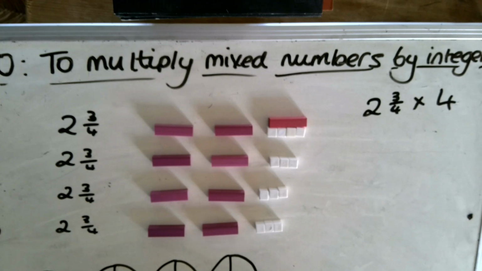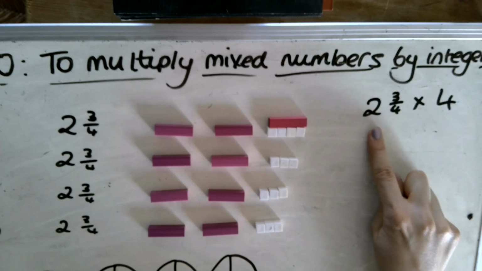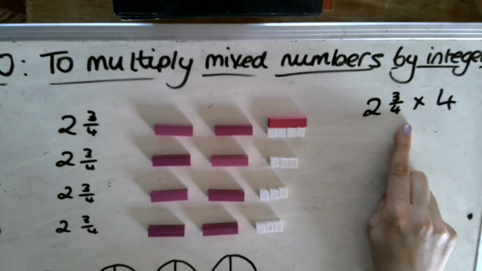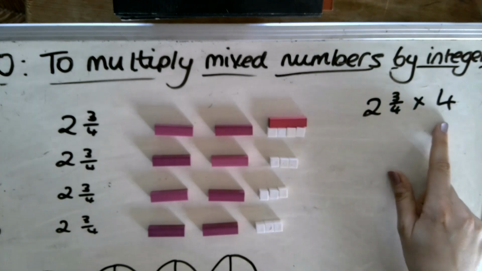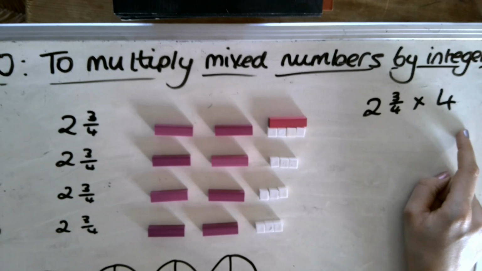Okay, so the first example on the attachment that I sent home with your home learning today was 2 3/4 multiplied by 4. So 2 3/4 is your mixed number. It's a mixture of a whole amount and a fraction, and 4 is your integer. We are going to look at this question first.